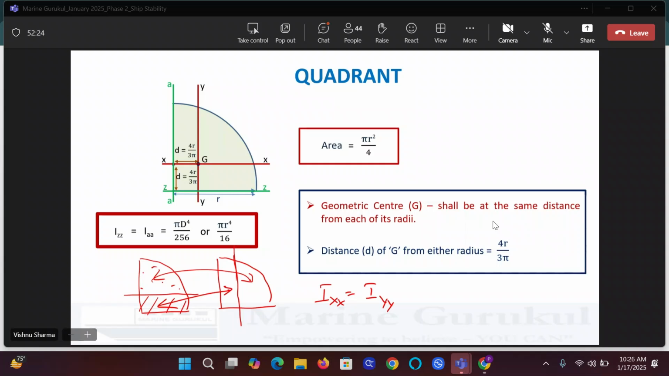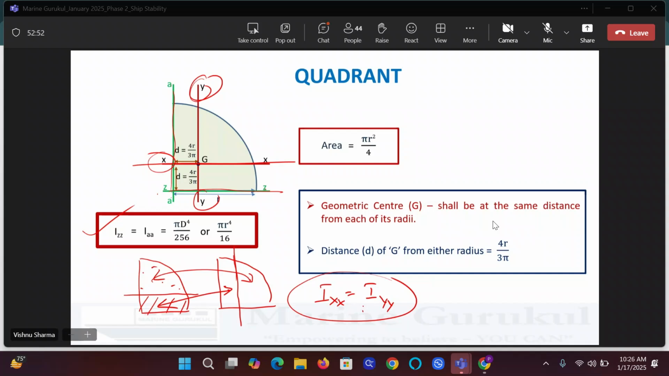Yes, so the moment of inertia about both the axes will be same, whatever it is. And likewise, moment of inertia about both these axes would be same. So moment of inertia about ZZ and AA were same. Likewise, moment of inertia about XX and YY will be same.